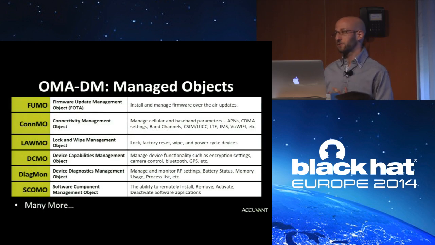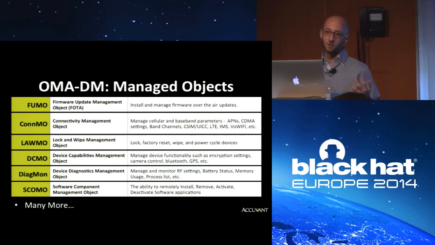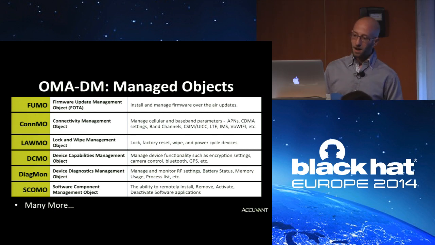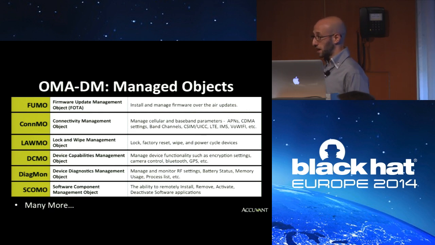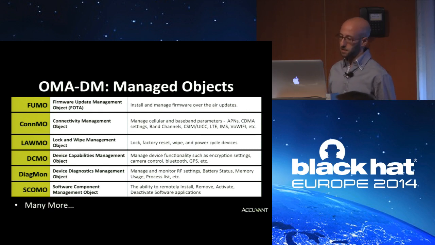So let's talk a little bit about the different kinds of management objects that are available. Not sure how well you can see, but a quick overview. We have things like FUMO, which is firmware over-the-air management. If you have an Android device and you've updated it, chances are it was going over OMA-DM. Then CONMO, connection management. This is how the carriers reconfigure different cellular settings on your device, things like APNs, band channels, IMS credentials, voice over Wi-Fi. Plenty of different options there.